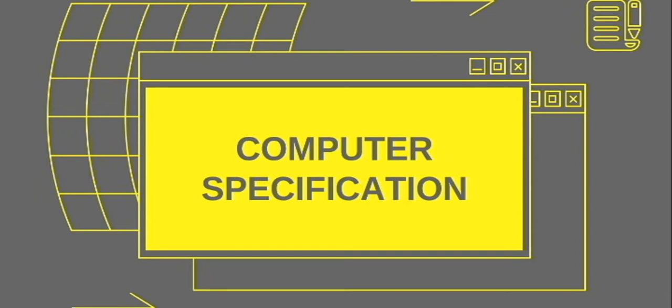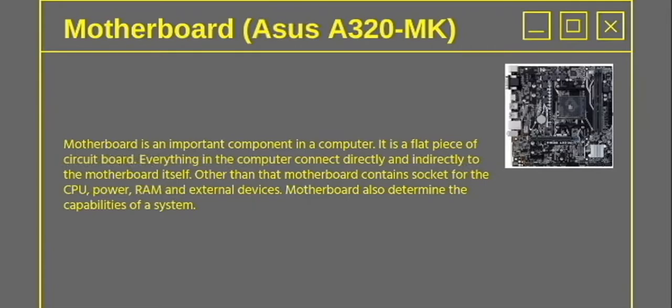So we move on to the computer specification. First thing first is the motherboard. The motherboard that we choose here is Asus A30MK. Motherboard is an important component in a computer. It is a flat piece of circuit board.